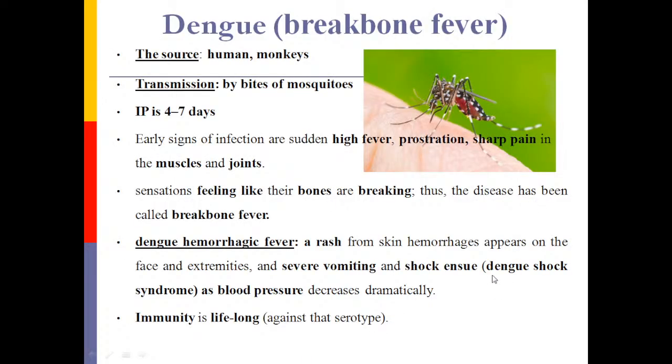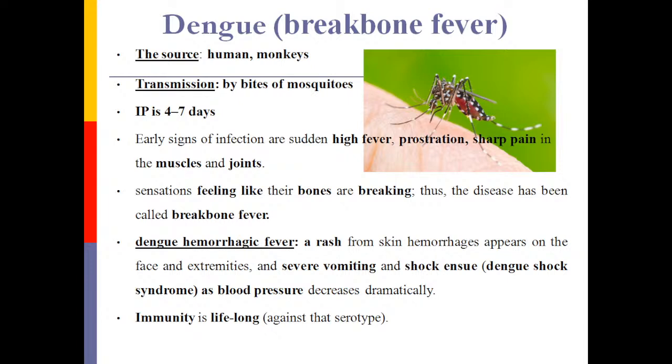Another disease that is caused by flaviviruses is dengue, also named breakbone fever. The source of infection are humans and monkeys, and transmission is by bites of mosquitoes. I have said it's mosquitoes Aedes aegypti. Incubation period is from 4 up to 7 days.